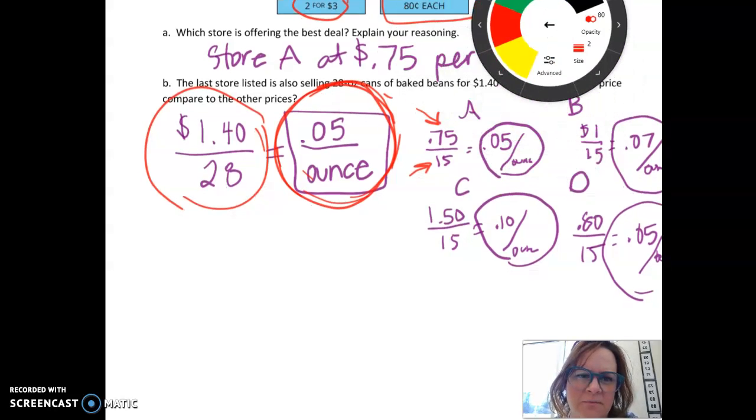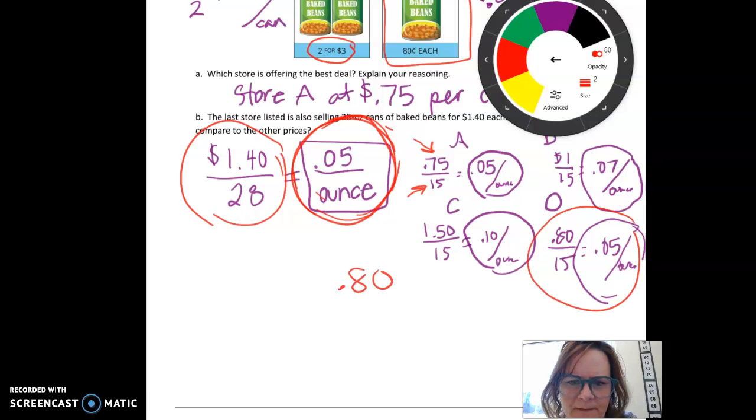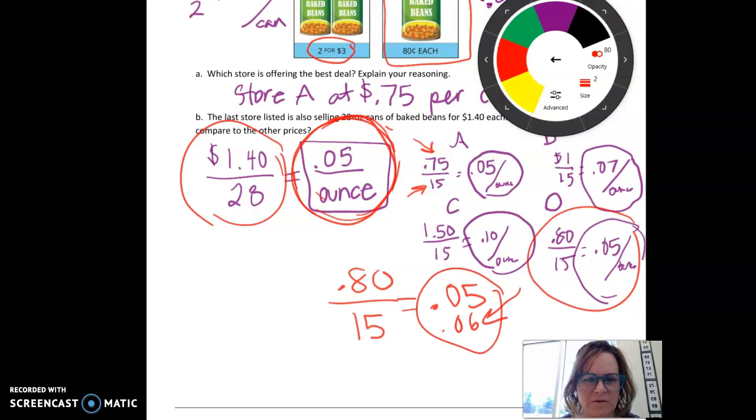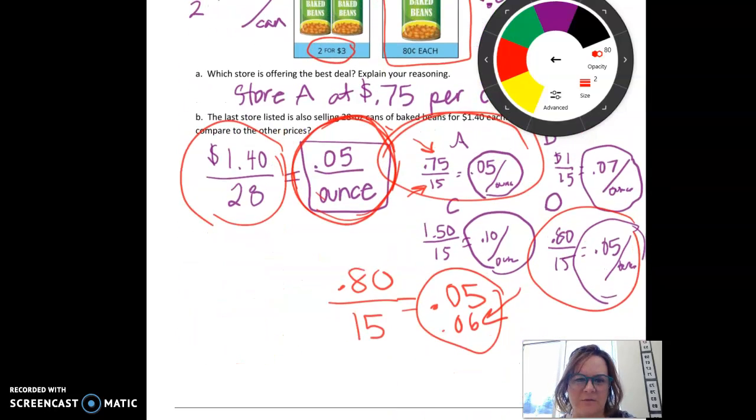And so you guys probably noticed that when you figured this one out. 80 cents divided by 15 ounces does not come out to exactly 5 cents an ounce. It's a little more than 5 cents an ounce, but it's not enough more than 5 cents an ounce for it to be 6 cents an ounce. But possibly the store would go to 6 cents an ounce. I'm not sure. So the way I would answer this question is I would say it's the same as Store A's deal, which we already found was the best deal on the 15-ounce cans.